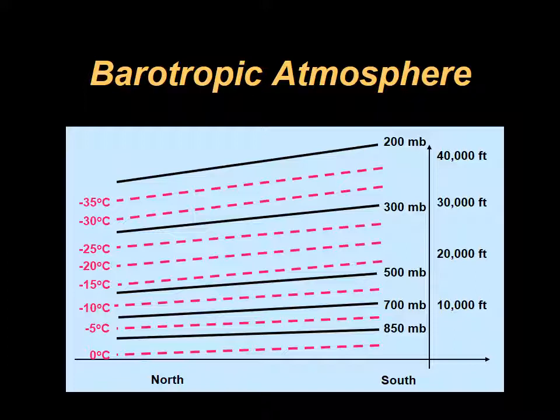So if we take a look at a cross-section of the atmosphere, going from the north to the south, going up through the atmosphere, the solid black lines indicate your pressure charts, 200, 300, 500 millibar charts. This is looking from the side, and you notice that temperature lines, or isotherms, the red dashed lines, are parallel to the pressure lines in the atmosphere going up. And of course, as you go up, temperature decreases. That means that one of these black lines, one of these constant pressure charts, also is a constant temperature chart.